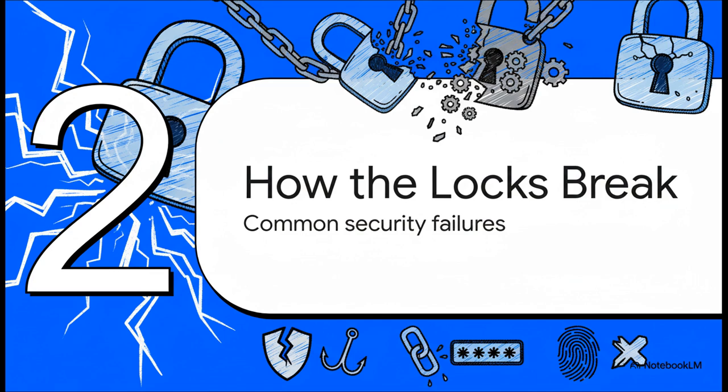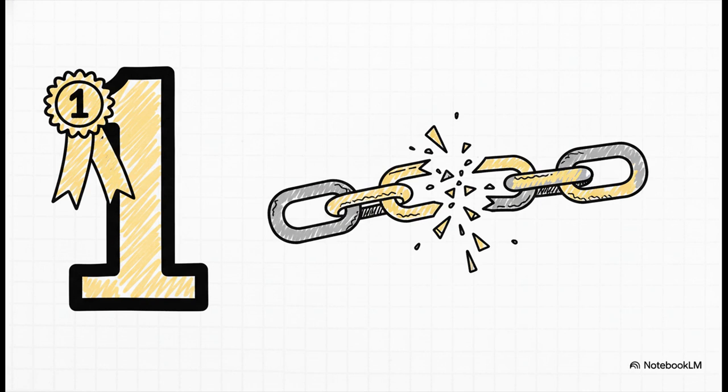All right, Section 2, how the locks break. So how do these digital locks actually fail? Let's take a look at the most common ways our security falls apart, and you might be surprised how many of them are actually pretty easy to prevent. And the number one cause, by a country mile, is simply allowing bad passwords. It's the most basic mistake in the book, and it's also the most common one out there.